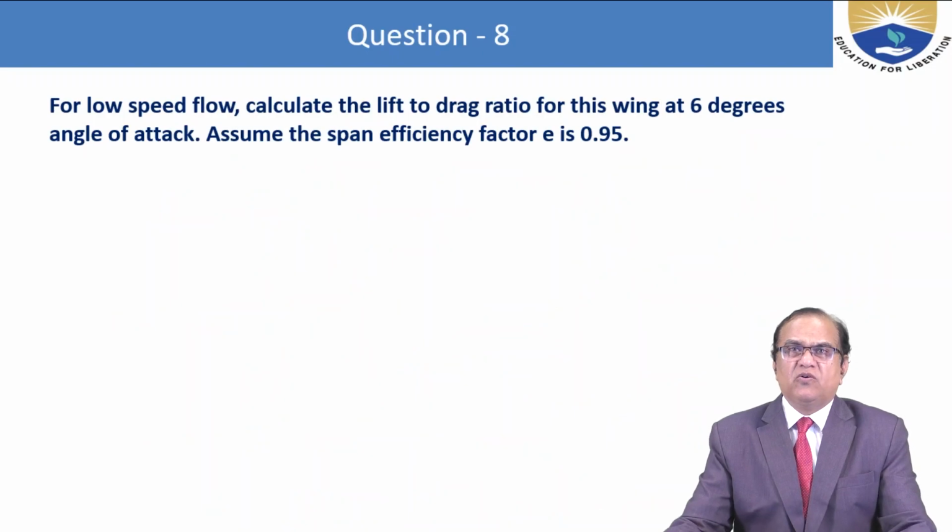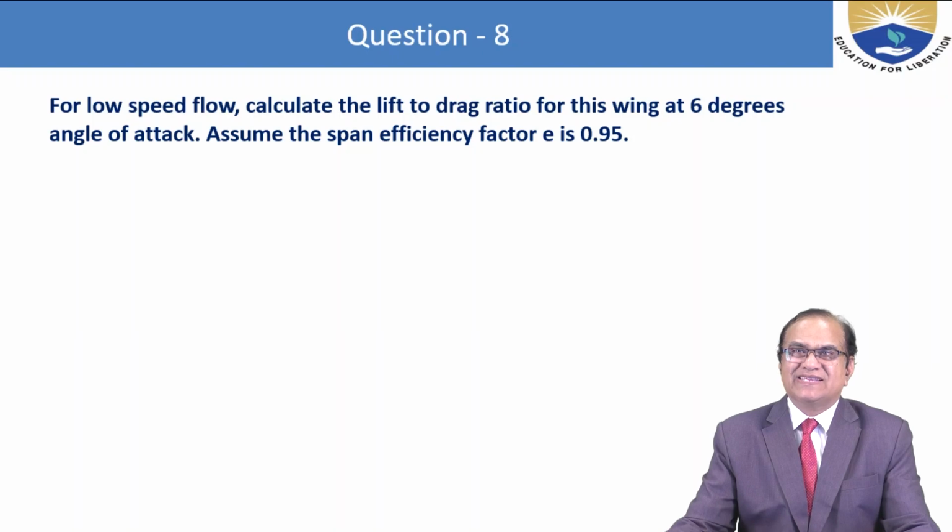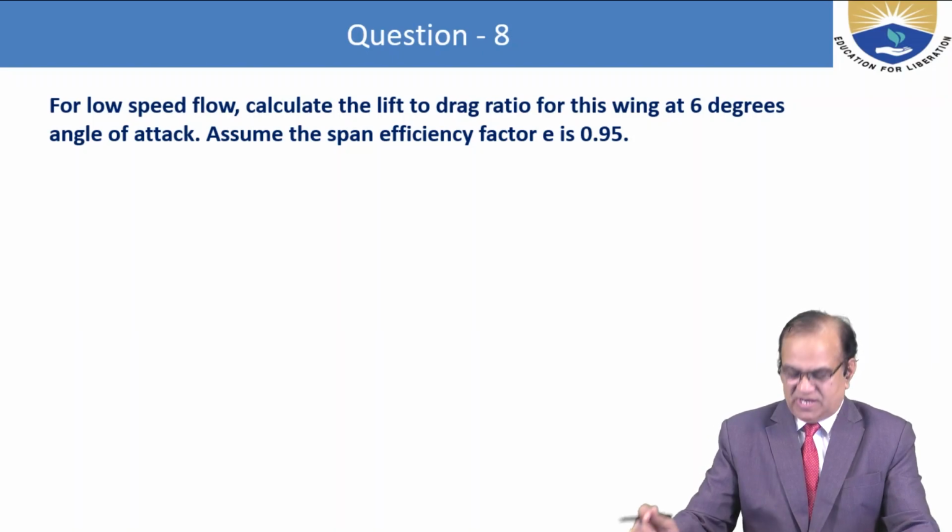For low speed flow, calculate the lift to drag ratio for this wing at 6-degree angle of attack. Assume the span efficiency.